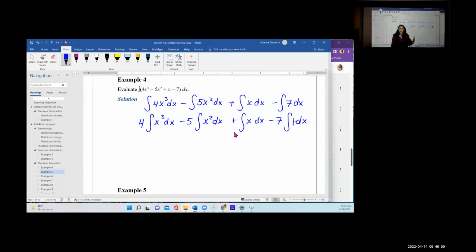Where if you had 2 times x and you took the derivative, you get 2. Now we need to undo that and get back to 2x. So we're going to apply the power rule. So we have 4 tagging along. We take x, we add 1 to the power, and we divide by the new power. This would have a plus c on it. Then we have a minus 5. Then we apply the power rule. 2 plus 1 divided by 2 plus 1, and it would have a constant on it.